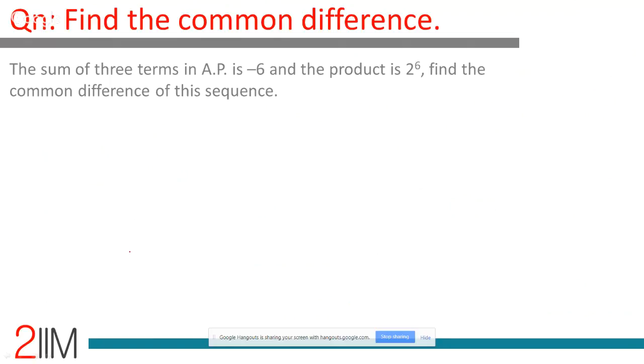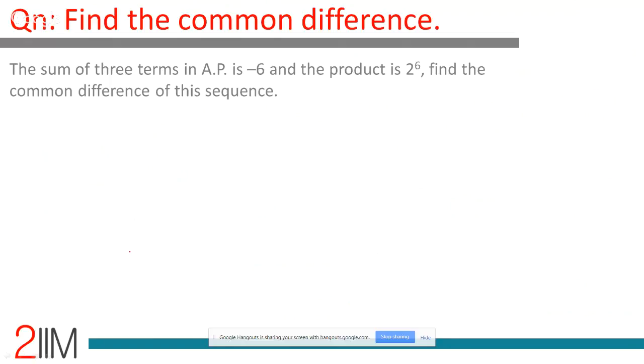Now we go straight down to the intuitive end of this, the place where we simplify this slightly and then say, can we do this in slightly simpler terms? This is the part where I want to keep emphasizing relentlessly. The sum of 3 terms in AP is -6, and the product is 2 power 6. Find the common difference of the sequence. Forget common difference. Forget 2 power 6. Sum of 3 terms in AP is -6. What does this mean? This is a very important point.